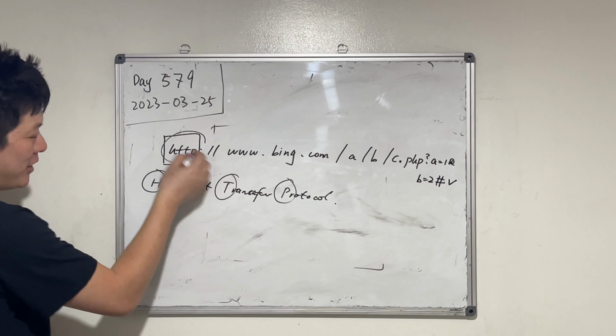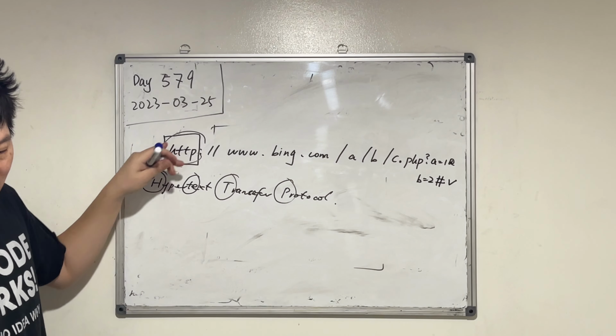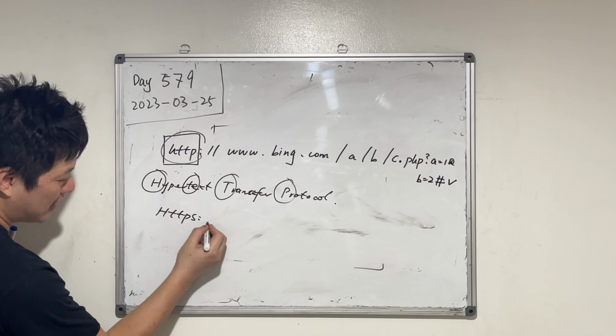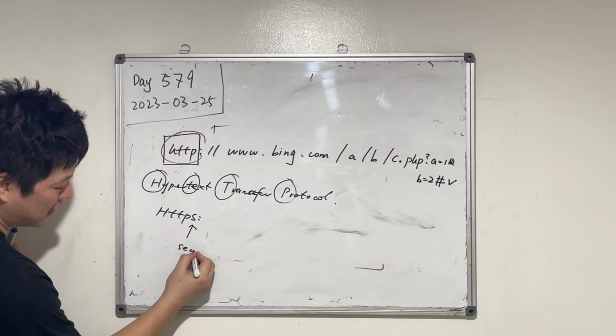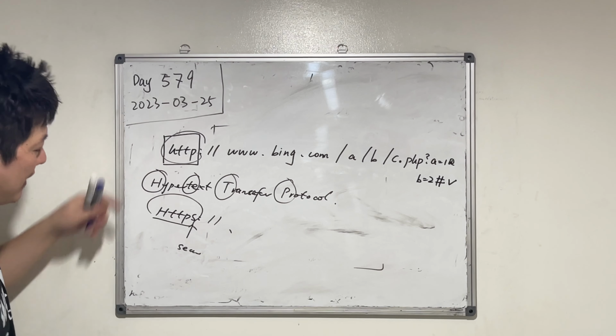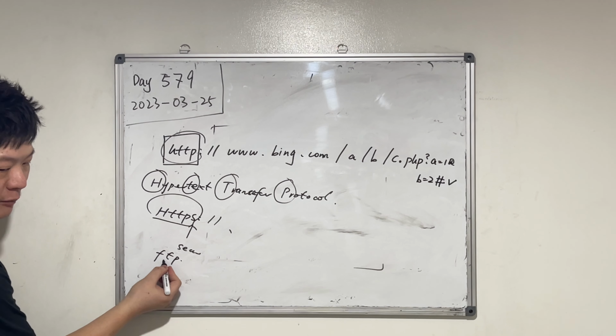This is usually what you use when you want to view a website by typing in a browser. In most cases it is HTTP or HTTPS, the secure version. Usually it's HTTPS. Others include FTP, File Transfer Protocol.